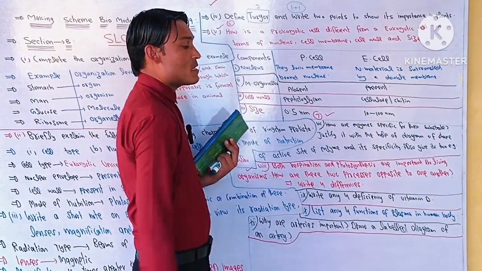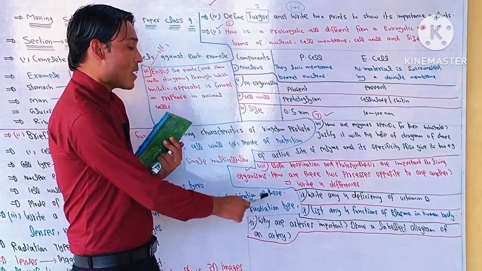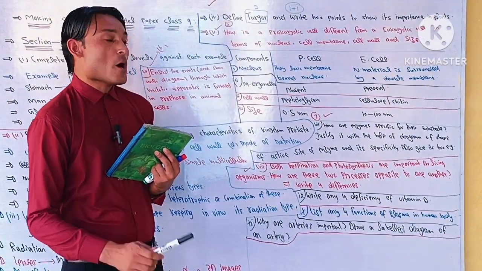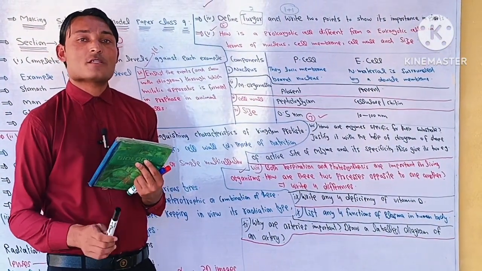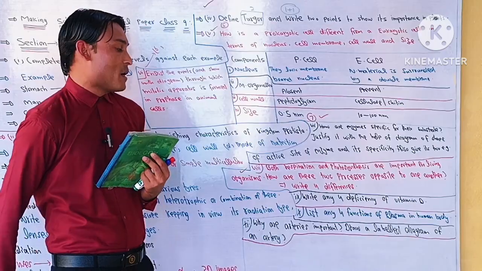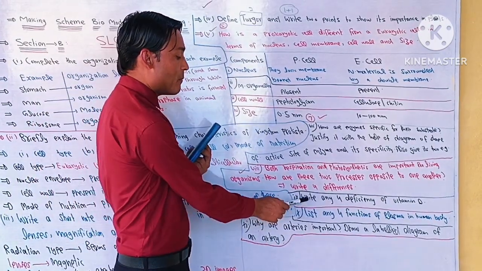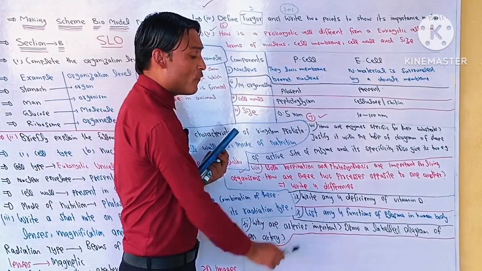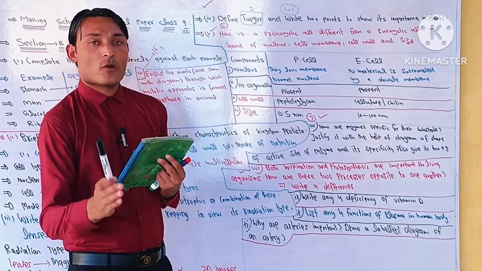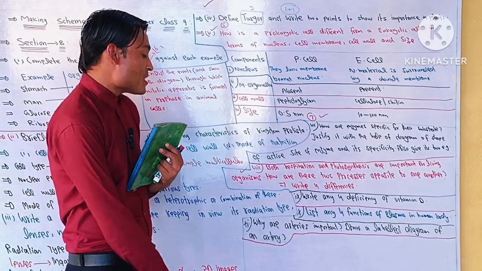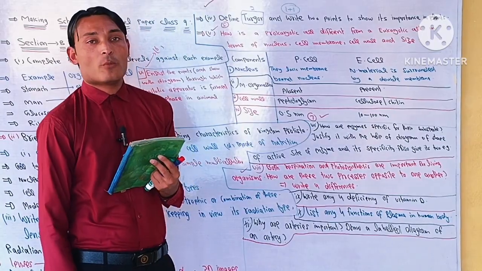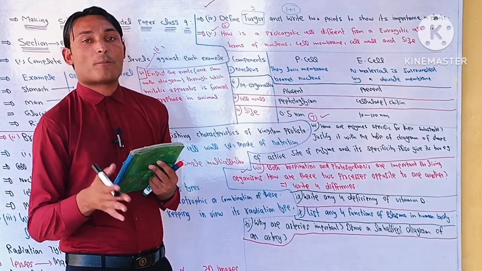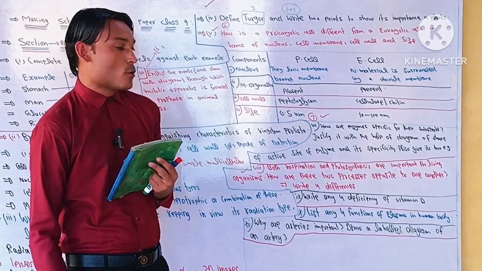Both respiration and photosynthesis are important for living organisms. How are these two processes opposite to one another? Write 4 differences, and definitely you will get 4 marks. Next one, question number 9: write any 4 deficiencies of vitamin D. If you write 4, you will get 4 marks. Question number 10: list any 4 functions of plasma in the human body. If you write 4 functions, definitely you will get 4 marks.